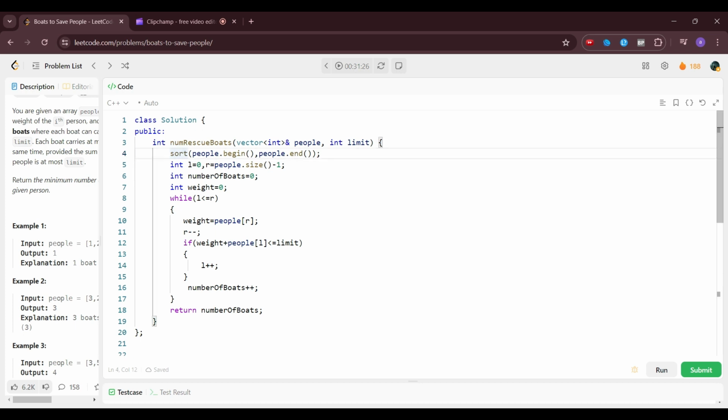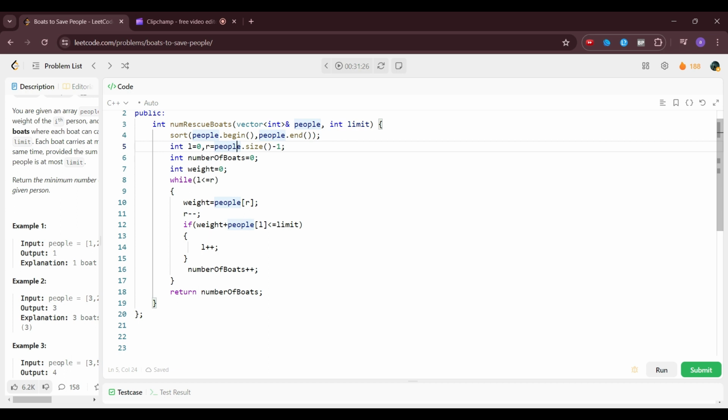So first we are going to sort the array so that every person will be arranged based upon their weights, and then L is going to store the low and R is going to store the right, and then we take the boundaries. We assign the number of boats equal to 0 and weight equal to 0, and then we do the traversal while left is less than or equal to R, and then we are going to pick the weight which is going to be people of R, the rightmost person.